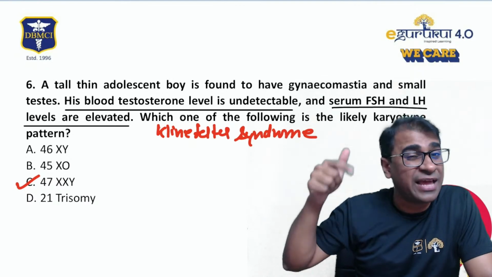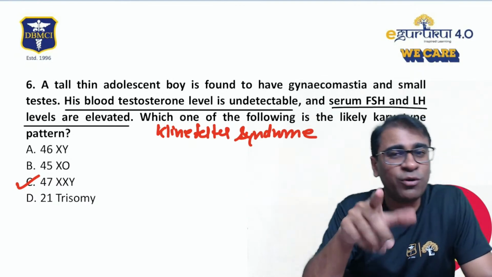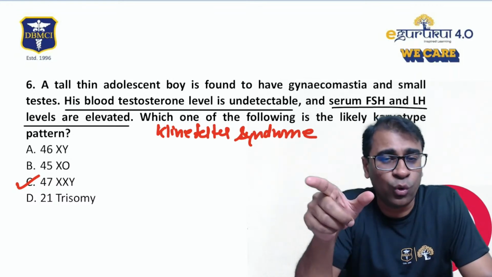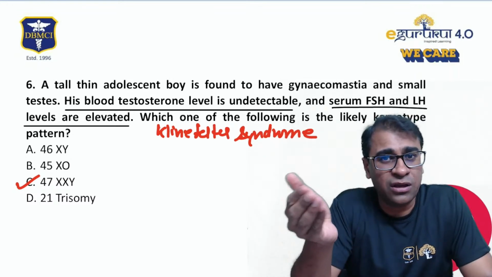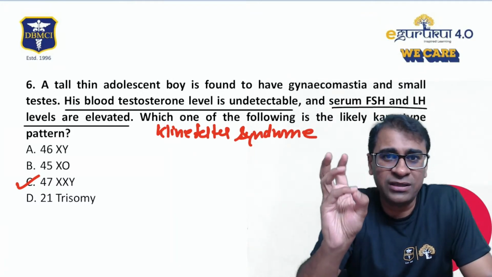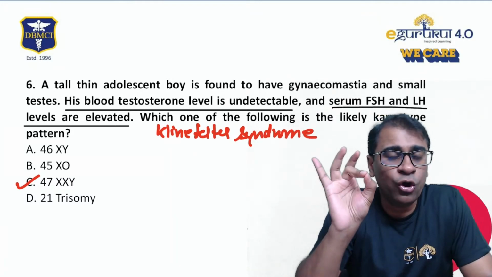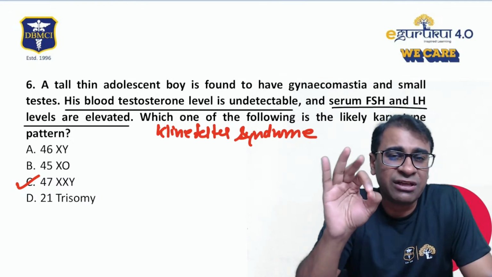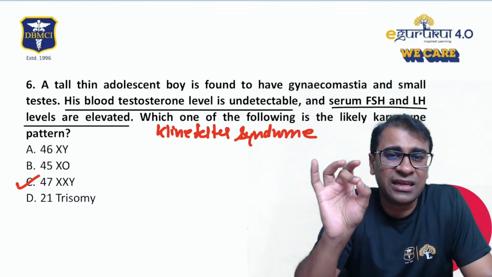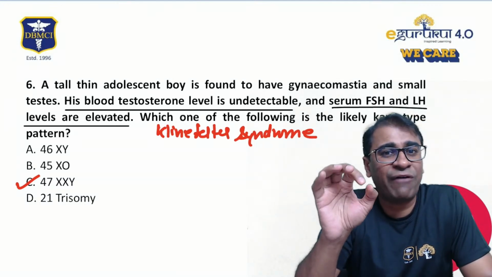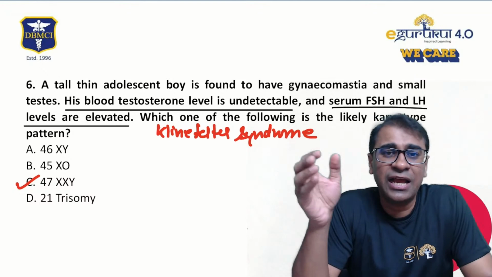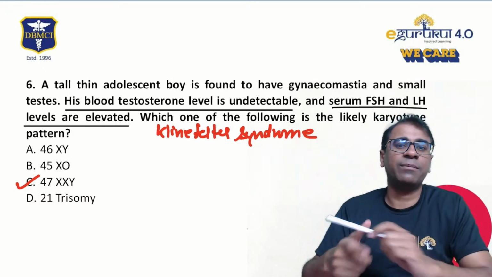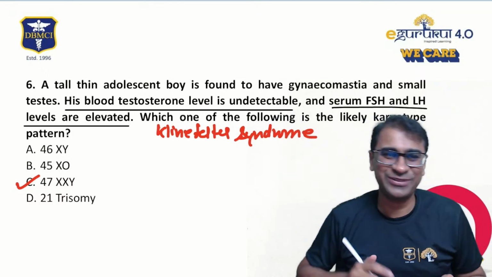Just remember it is 47XXY. I hope you all remember, the karyotype of Turner syndrome is 45XO, and the simple mnemonic is CLOWNS. In CLOWNS, what is C? Cardiac anomalies. L? Lymphedema of hand and feet. O is ovaries are underdeveloped, called streak ovaries. W is the webbed neck. N is normal intelligence, and nipples are widely spaced, called shield-shaped chest. And last, S: short stature with short fourth metacarpal. This is a simple mnemonic for Turner syndrome. Okay?